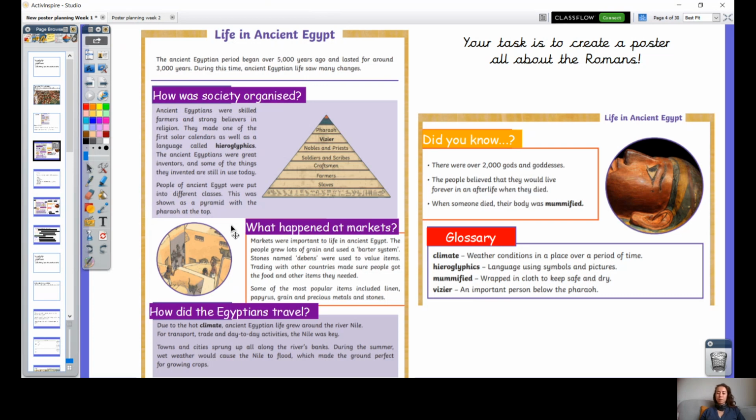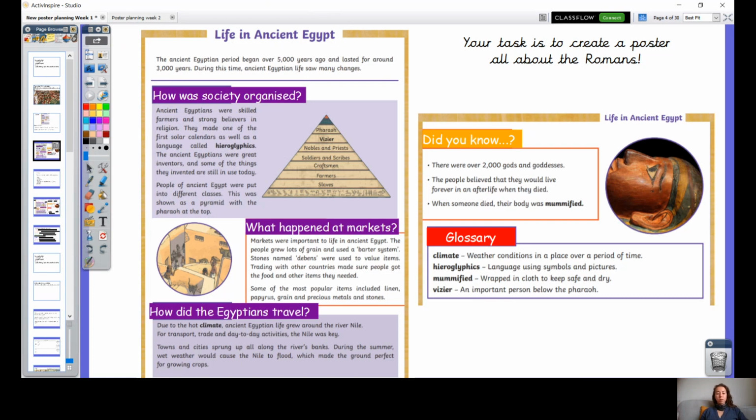What happened at markets? Markets were important to life in ancient Egypt. The people grew lots of grain and used a barter system. Stones, called debens, were used to value items. Trading with other countries made sure people got the food and other items they needed. Some of the most popular items included linen, papyrus, I'm using my phonics here, grain and precious metal and stones.